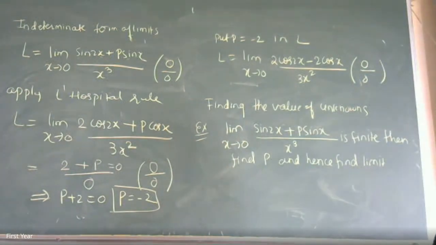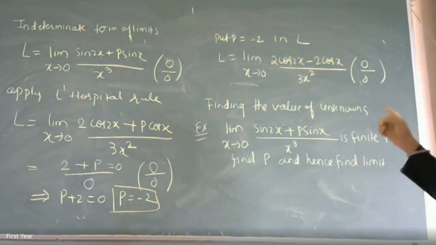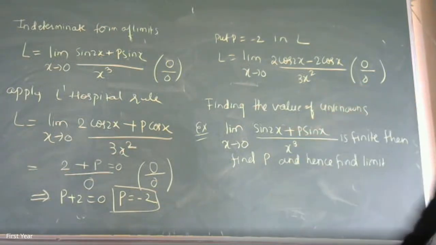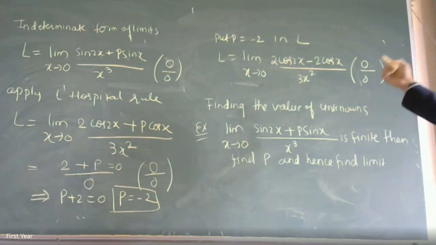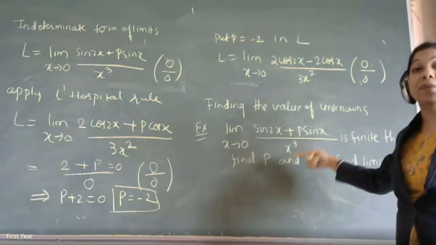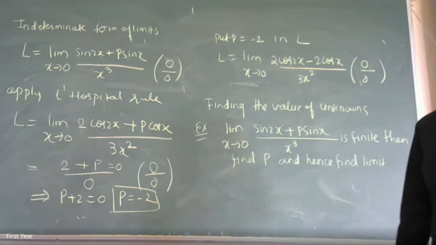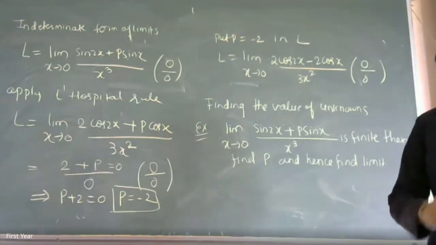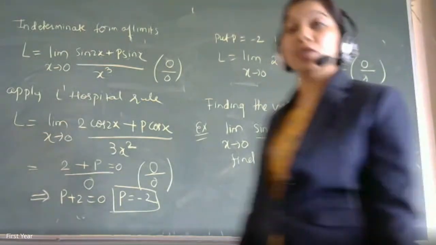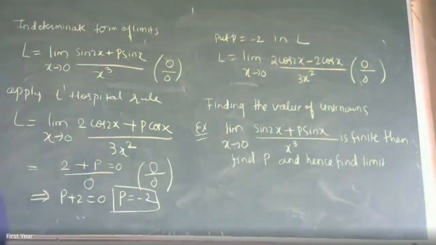Is that okay? I have not completed the question. I have already found what is p, which is minus 2. इसके बाद आपको 2 बार एल हॉस्पिटल रूल अप्लाई करना पड़ेगा and you get the answer. Is it okay? So I'll stop here. And we'll solve more examples in the next class. Please remind me to solve more examples on finding the value of unknown, and then we'll go to the different types of indeterminate form. Is it okay?